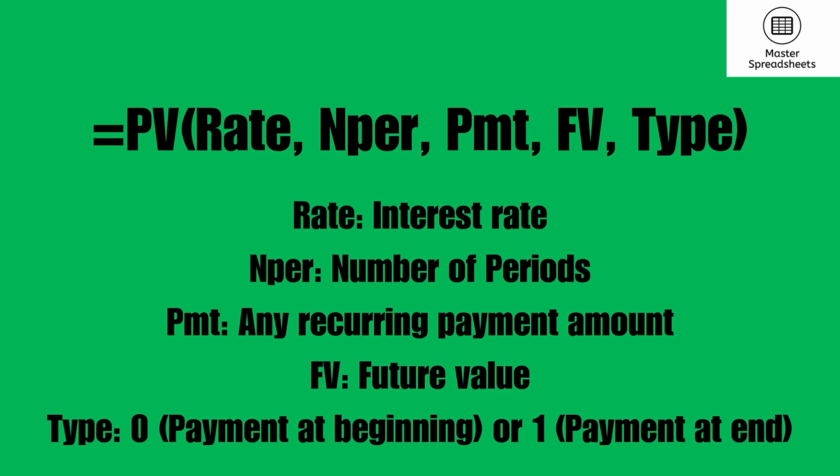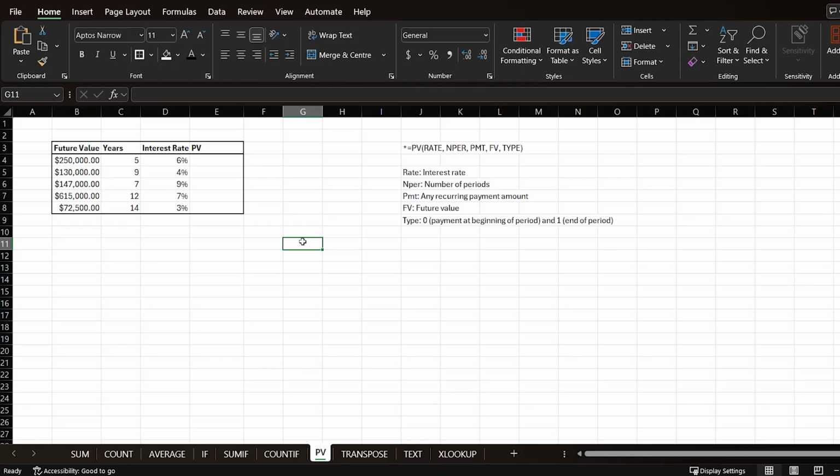Formula number 7 is equals PV, or present value, which is very important for finance and accounting when you're valuing assets, liabilities, and different contracts. So the first part of it is our rate, just our interest rate. In this case, the first one is 6%. Next, we have our total number of periods. This could be years, this could be months, this could be quarters, this could be days.